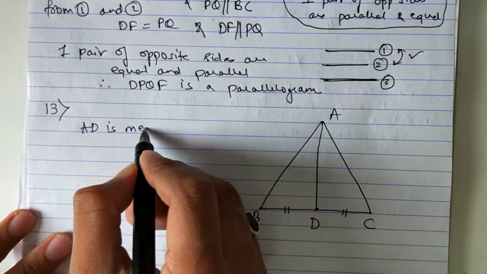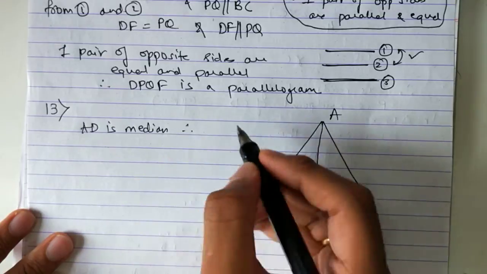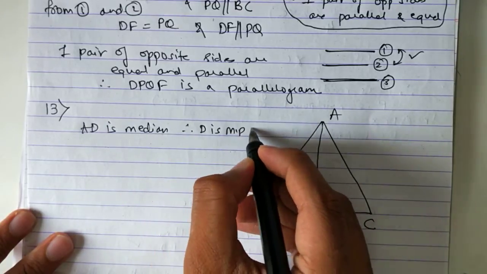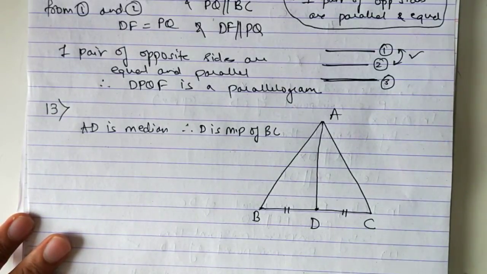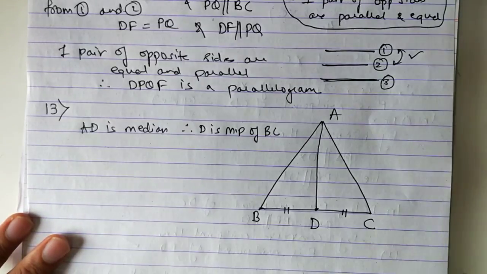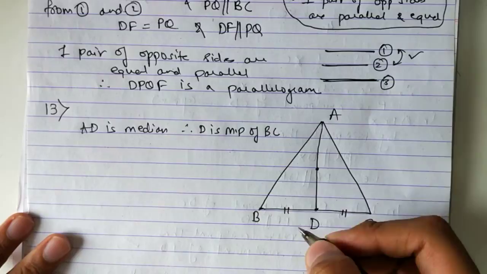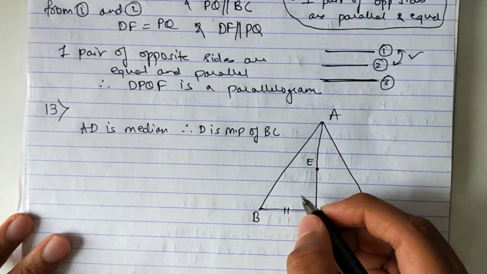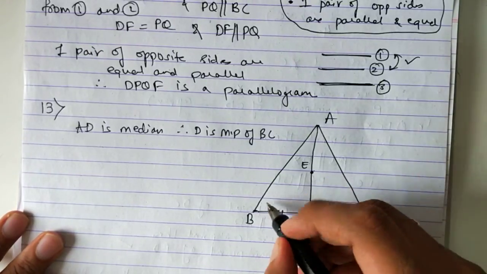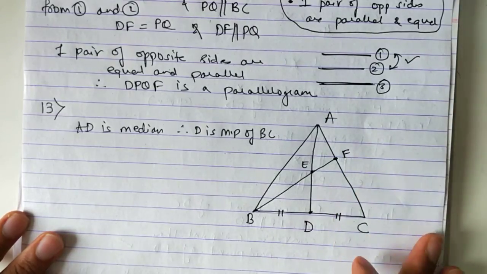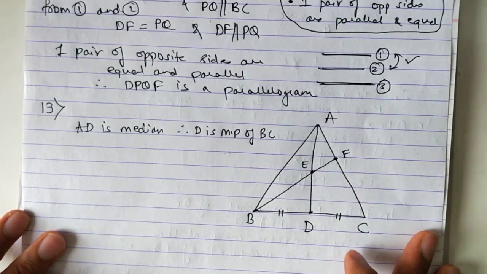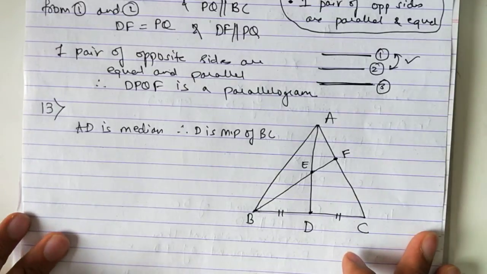AD is median, therefore D is the midpoint of BC. Remember this. And E is the midpoint of AD. E is the midpoint of median AD. So E is somewhere here, midpoint of AD. A line through B and E meets AC at F. A line through B and E means there is a line passing from here and this meets AC at F. We have to prove that AC is 3AF.